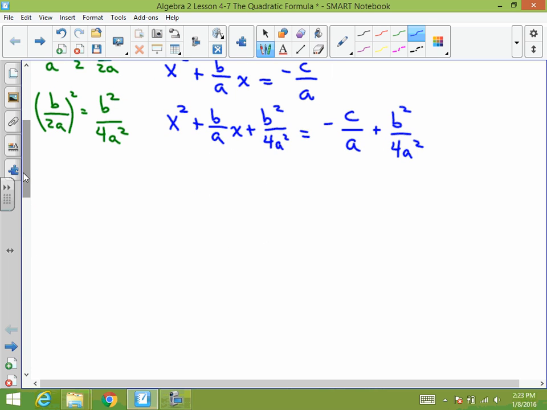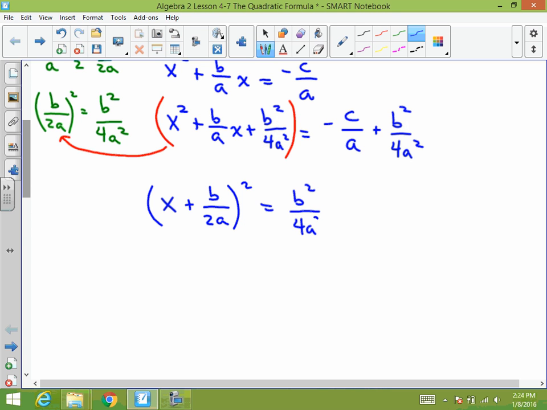So this portion right here always factors to what it was before you squared it. So this would factor to x plus b over 2a quantity squared. And that's going to equal, and I'm just going to change the order here because I want my first term to be positive, b squared over 4a squared minus c over a.